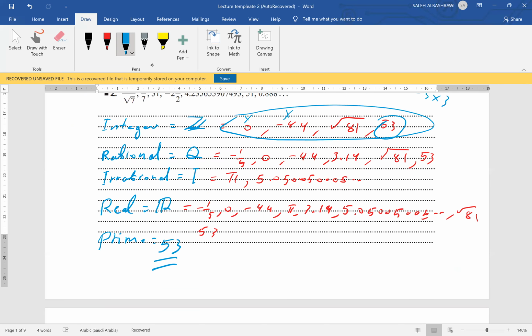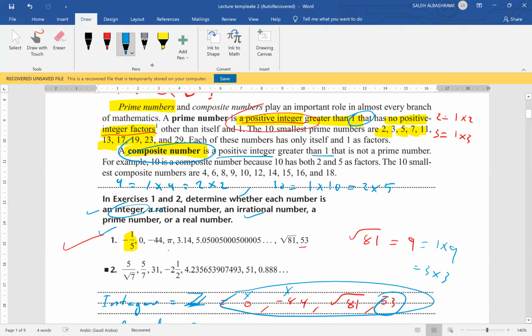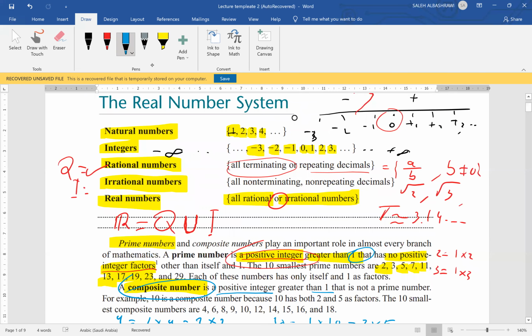So these are the sets and the classification of the real numbers. We have natural numbers, integers, rational numbers, irrational numbers, and real numbers. Also, we have prime numbers and composite numbers. Sometimes we can classify the numbers as prime or composite numbers.